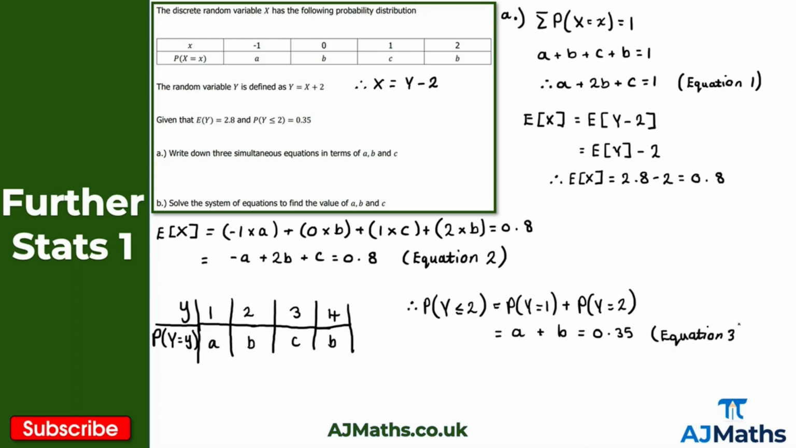All I'm going to do here to finish with is write this down now as a system of linear equations. I'll do it in orange. You can see this clearly. So what I've got here is my three equations. Equation 1, that's a plus 2b plus c equals 1. Then equation 2, minus a plus 2b plus c equals 0.8. And then finally equation 3, a plus b equals 0.35.